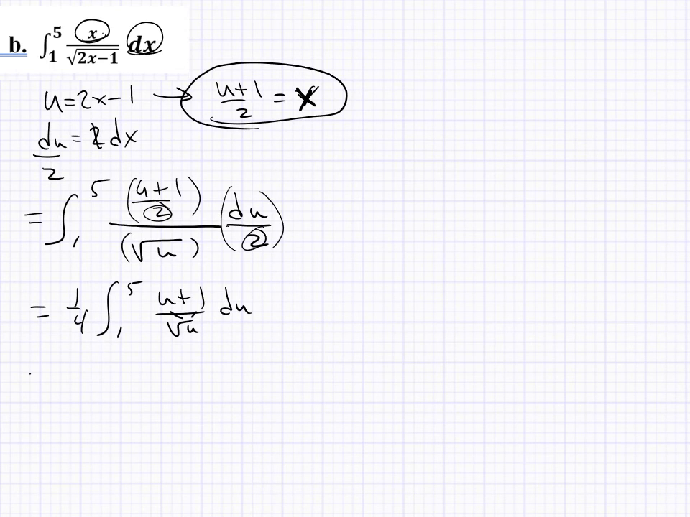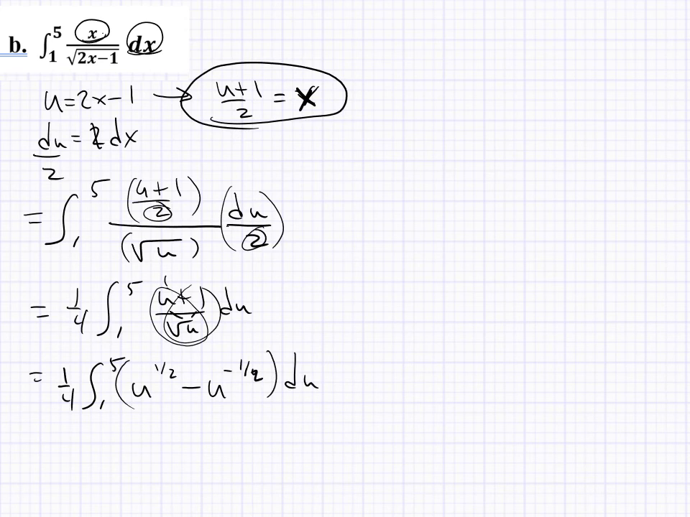Split this up. So I get 1/4 integral from 1 to 5 of u over the square root of u, since they're being divided and they have the same base. I subtract the powers, that'll be u to the 1/2. And then 1 over the square root of u will be u to the minus 1/2, du. Now I can use the power rule.